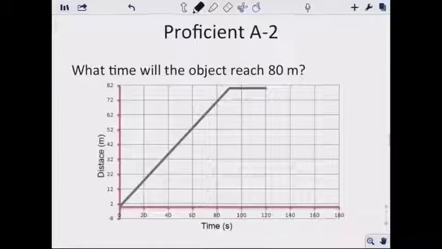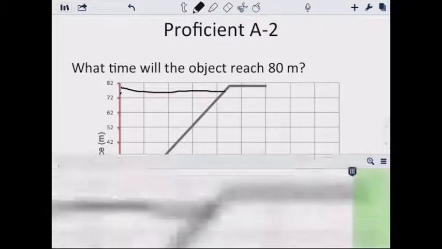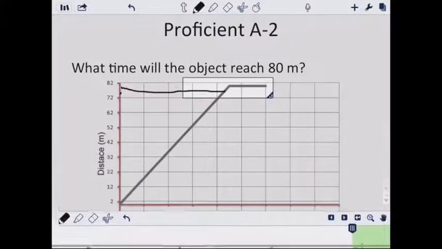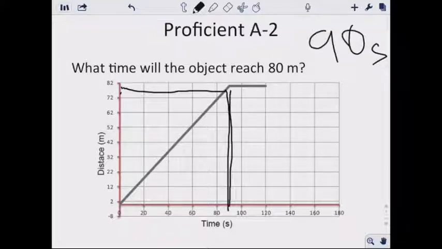The next example says, what time will the object reach 80 meters? So we can look at it, and we know that 80 meters is right around here, really close up to the top, and so we can just go straight across, which will be about right there, and then we can just go straight down. I didn't draw a straight line, but it lands right in there, which is halfway between 80 and 100, which would be about 90 seconds. And so we could say that at 80 meters we'll reach that in about 90 seconds.